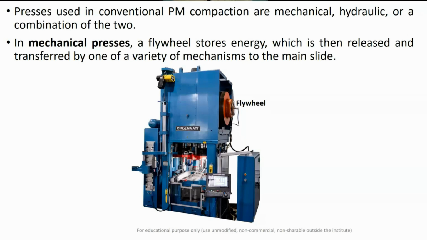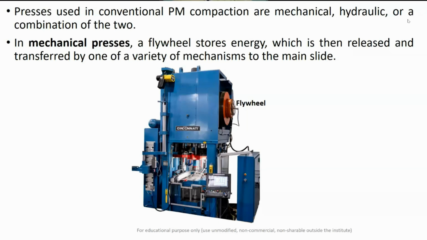So this central cylinder is our main slide, to which your punch is attached, and this one is your machine base, to which your die is connected, or your die is placed. And this small shoe-shaped feature is your powder feeding shoe, and through it your powder flows inside the die cavity. So this is a mechanical press.